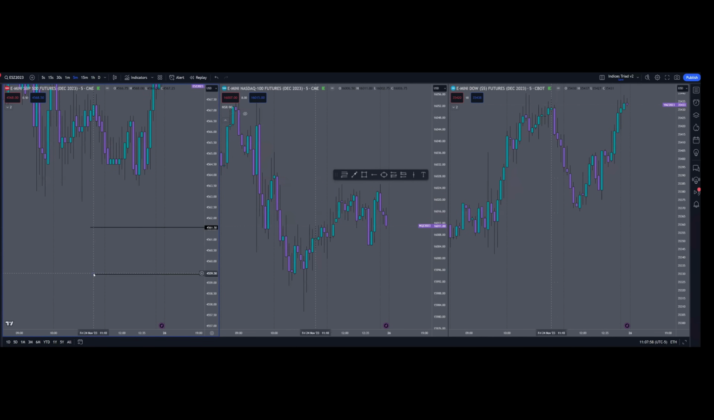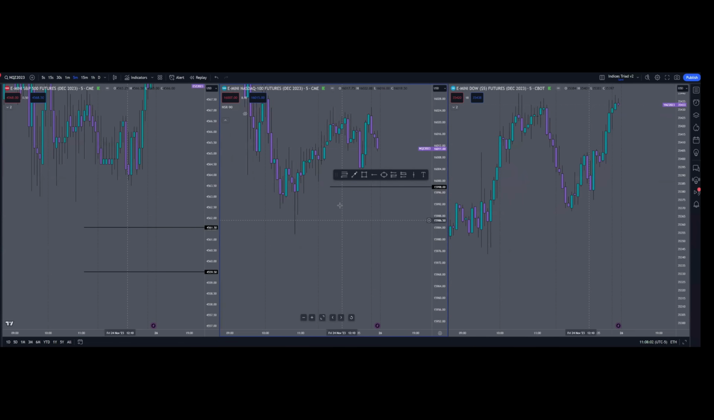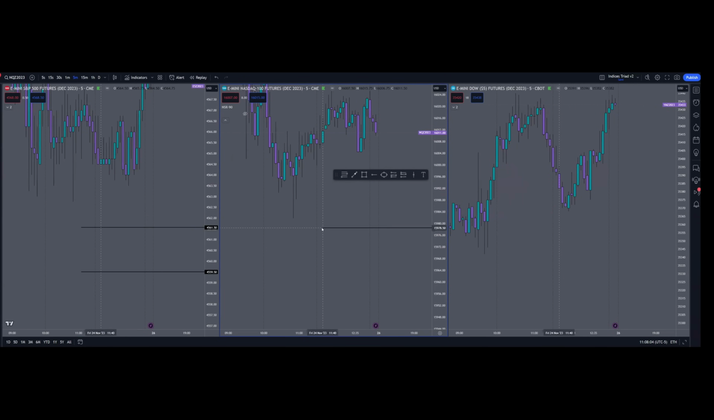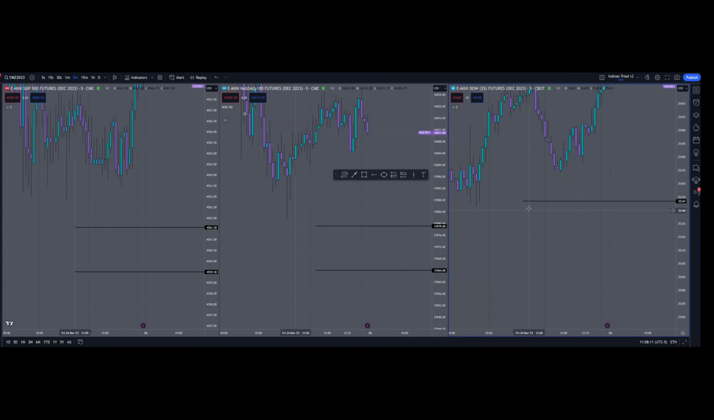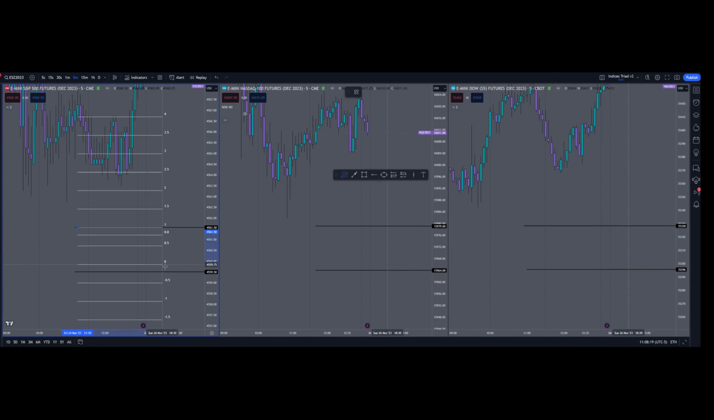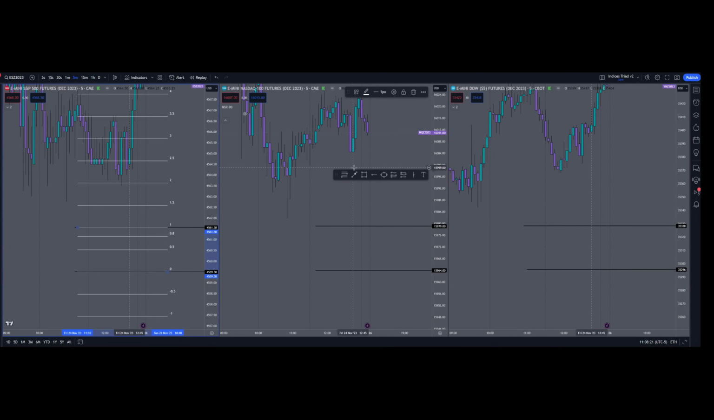I'm just going to put it here. So let's assume this is the high of the range and the low of the range, and I'm going to do it on all three. Let's just put it a little bit lower. So range high, range low, and somewhere here we have the 50% of the range. Let's just leave it here. Okay, we have the 50% of that high and low range.